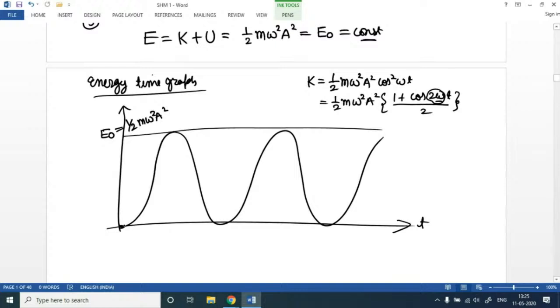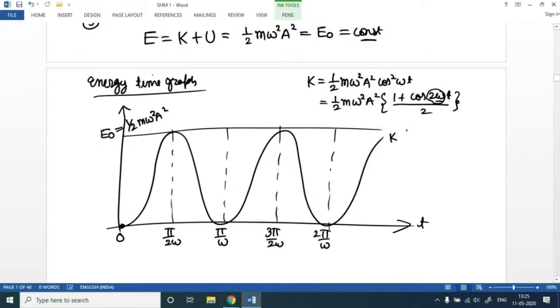Okay, and please notice the time. This would be t is equal to 0. This would be nothing but pi by 2 omega. This would be nothing but pi by omega over here. This would be nothing but 3 pi by 2 omega, and this would be nothing but 2 pi by omega. So this is the kinetic K versus t graph.